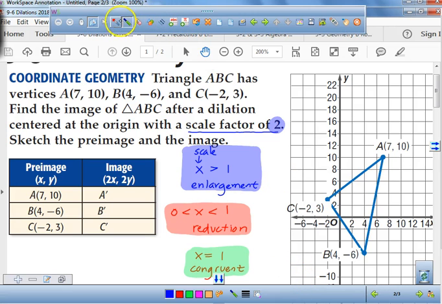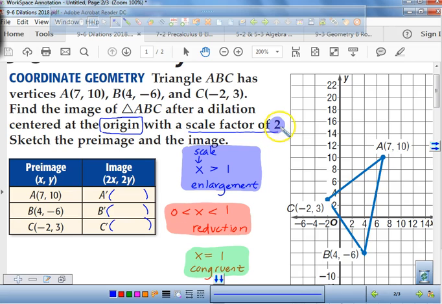If it's dilated, keyword, at the origin, that means for your new x and y coordinates, if the scale factor is 2, you just multiply your x value and your y value by 2. So what's double 7? 14. Double 10. Double 4? Double negative 6. Double negative 2. I thought a negative times a negative was positive. You're right, a negative times a negative is a positive. We're just doubling it.